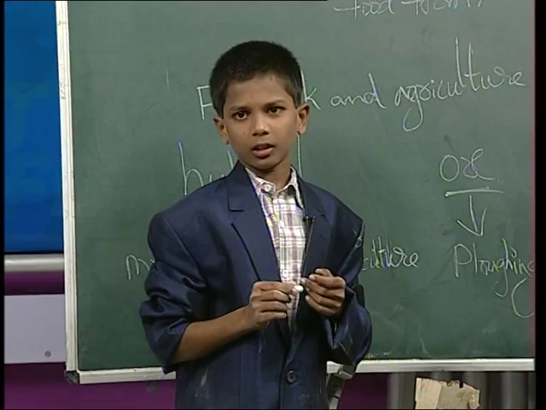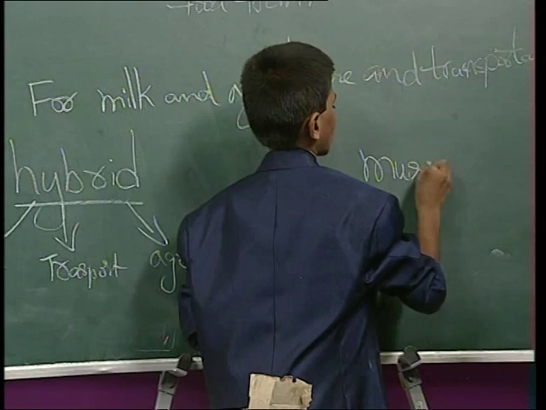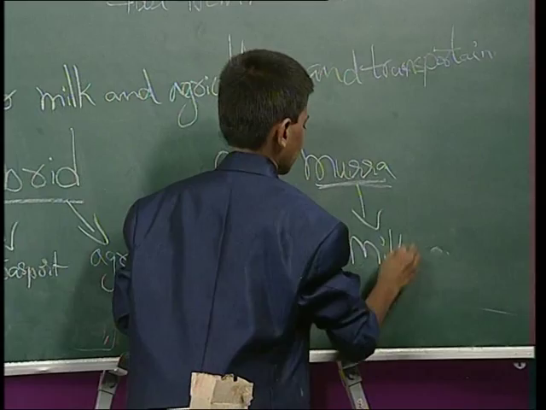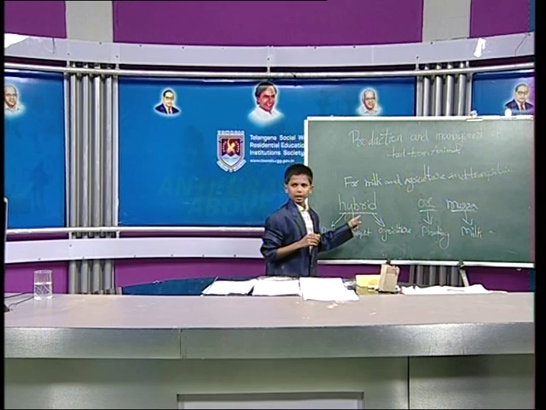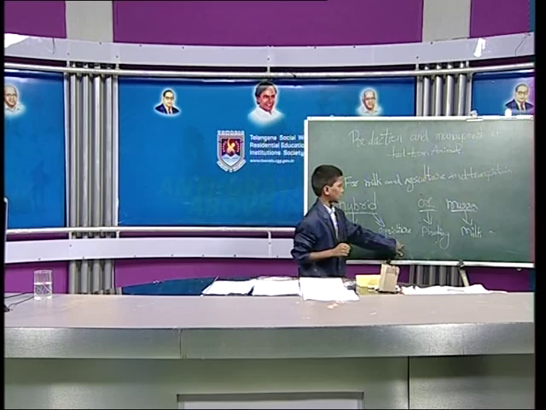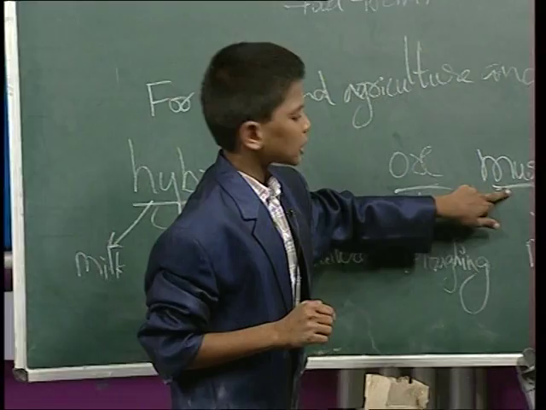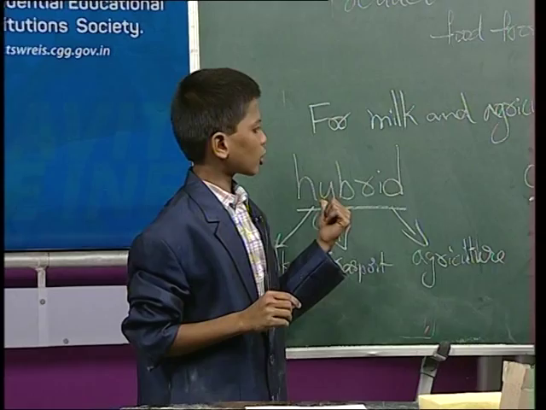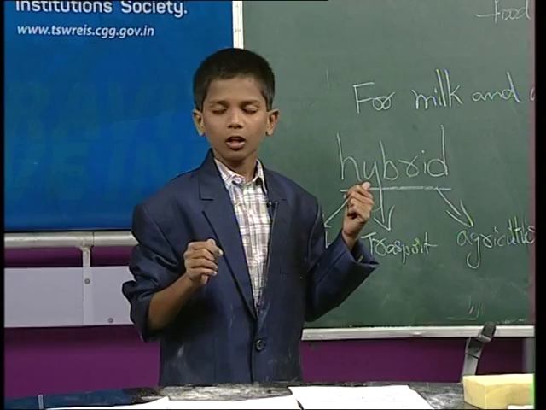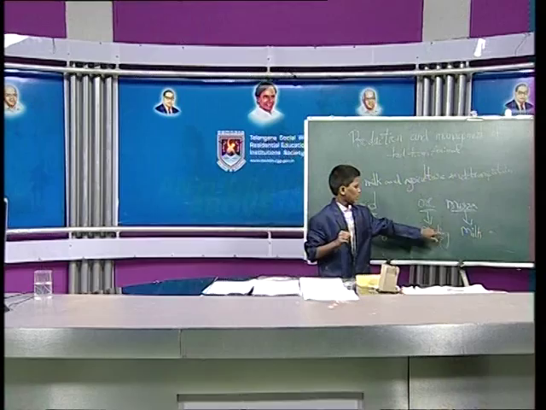Yes or no? Yes. And next one is Murrah. It is mostly found in our Telangana state. It is rare for milk. If we have hybrid varieties, they can give us milk, and also they are used for transportation and agriculture. And see here, the ox is used only for ploughing and the Murrah is only for milk. So, because of hybrid varieties, livestock keeping is very important. Livestock means the animals which are raised for milk and agriculture.